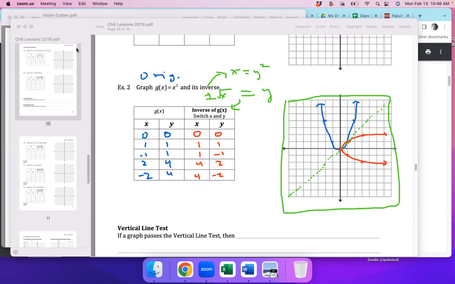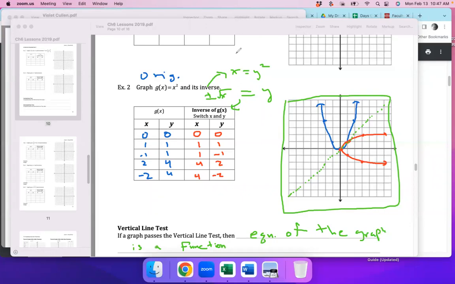Now, you guys might remember something called the vertical line test. If a graph passes the vertical line test, then the equation of the graph is a function. Yes, the equation of the graph would be a function.